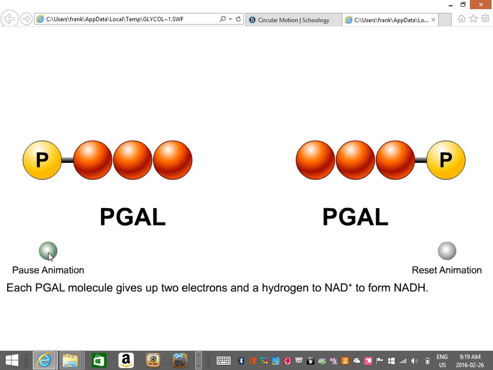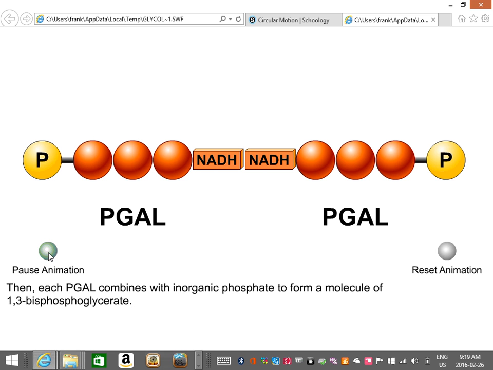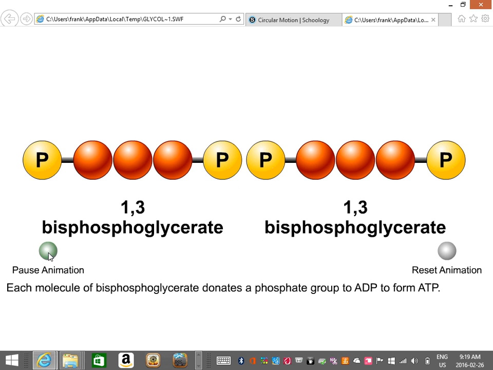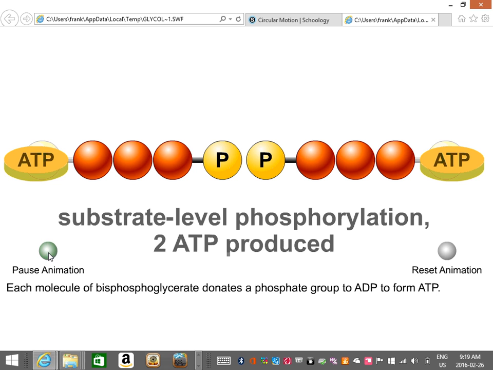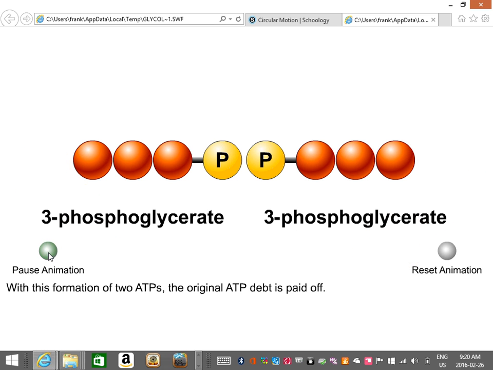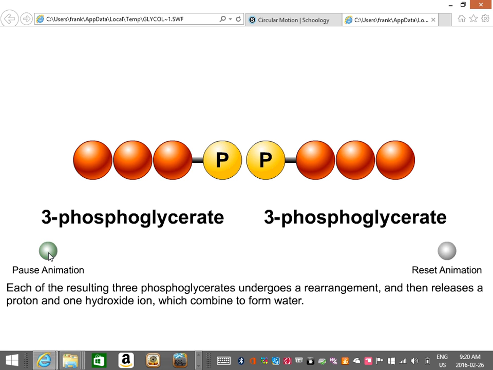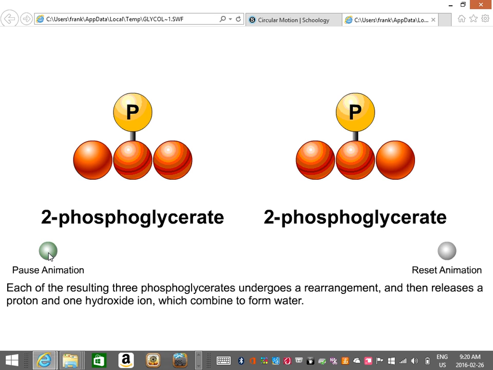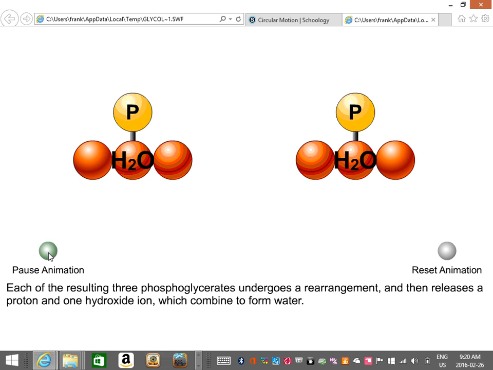Each PGAL molecule gives up 2 electrons and a hydrogen to NAD to form NADH. Then each PGAL combines with inorganic phosphate to form a molecule of 1,3-bisphosphoglycerate. Each molecule of bisphosphoglycerate donates a phosphate group to ADP to form ATP. With this formation of 2 ATPs, the original ATP debt is paid off. Each of the resulting 3-phosphoglycerates undergoes a rearrangement and then releases a proton and 1 hydroxide ion, which combine to form water.